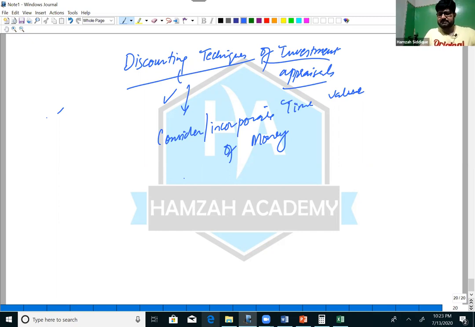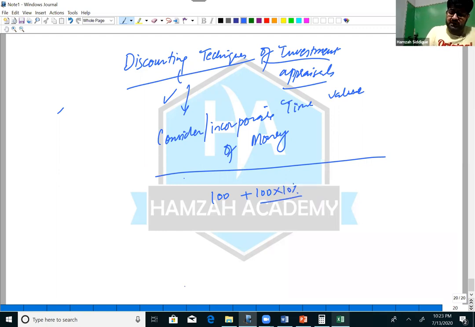Now, let us understand what discounting actually is. Just see here, students. For example, you have 100 rupees today, and you want to invest it with the bank for 1 year, and the bank offers you 10% interest. So after 1 year, how much will you get? 110. You invested this today, and after 1 year you will get this total amount, 110.